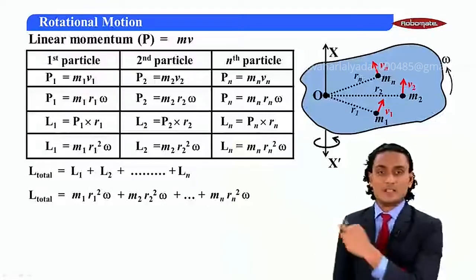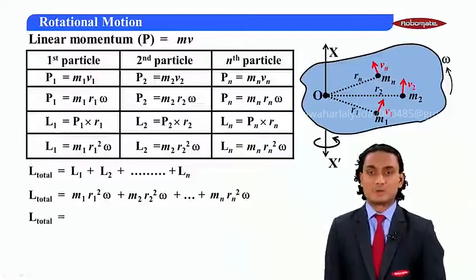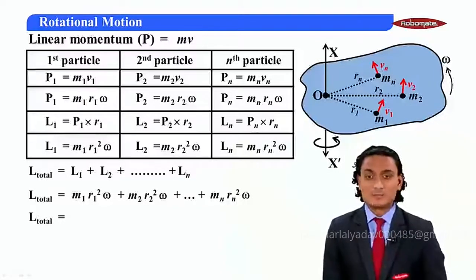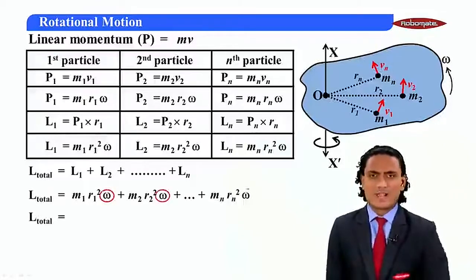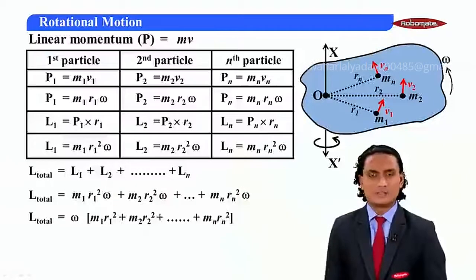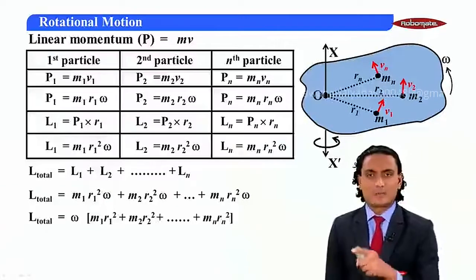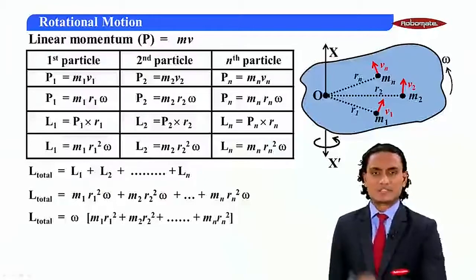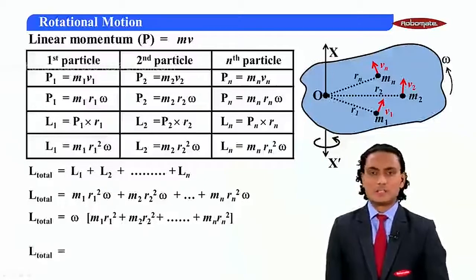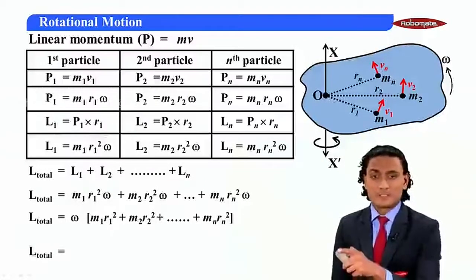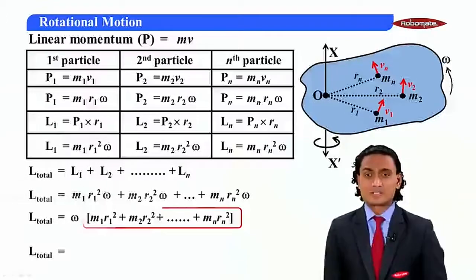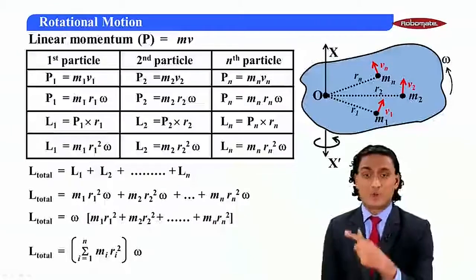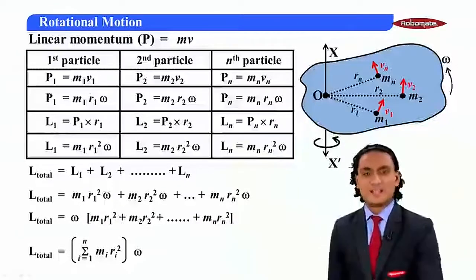Now students, this expression can be written as L total equals to, now hold on, you see there is a term common. Which term? Oh yes, omega is common. So I can pull out omega, and within the bracket I will get m1 r1 square plus m2 r2 square plus so on till mn rn square. Now this term within the bracket can be written as summation of i equal to 1 to n mi ri square, into omega.